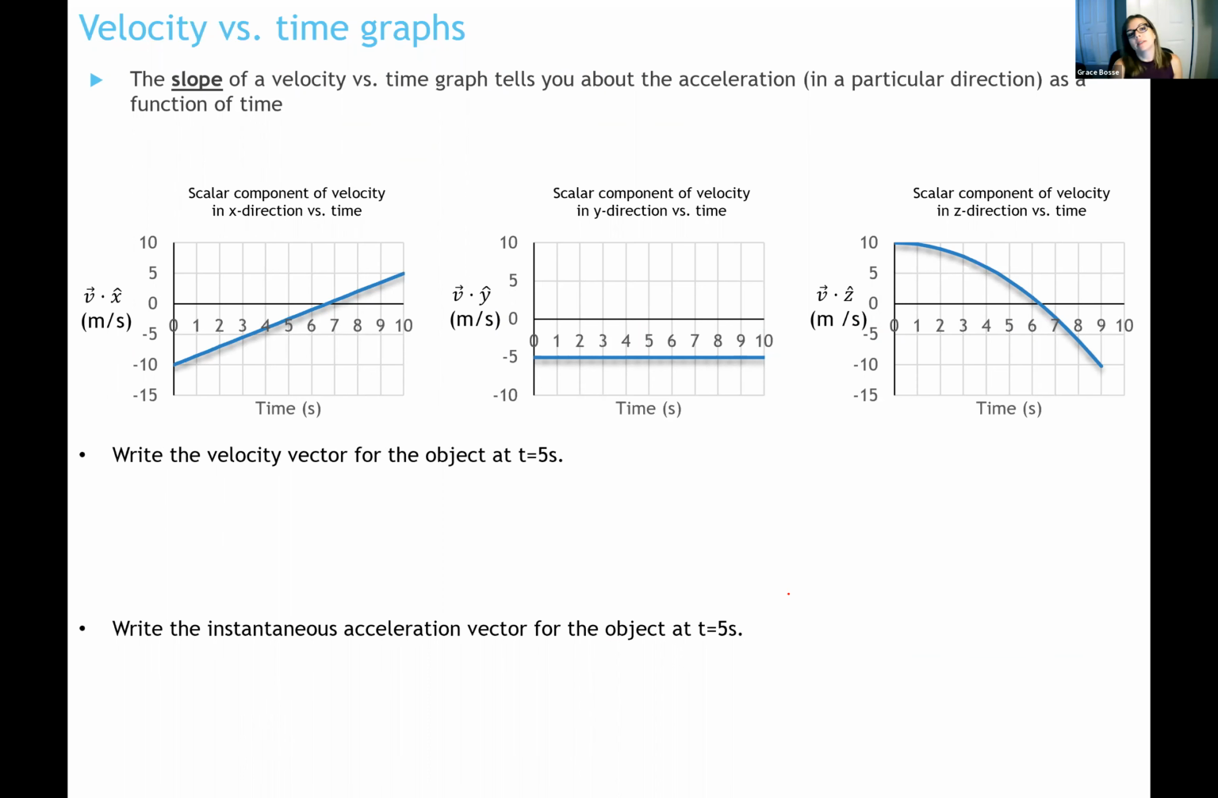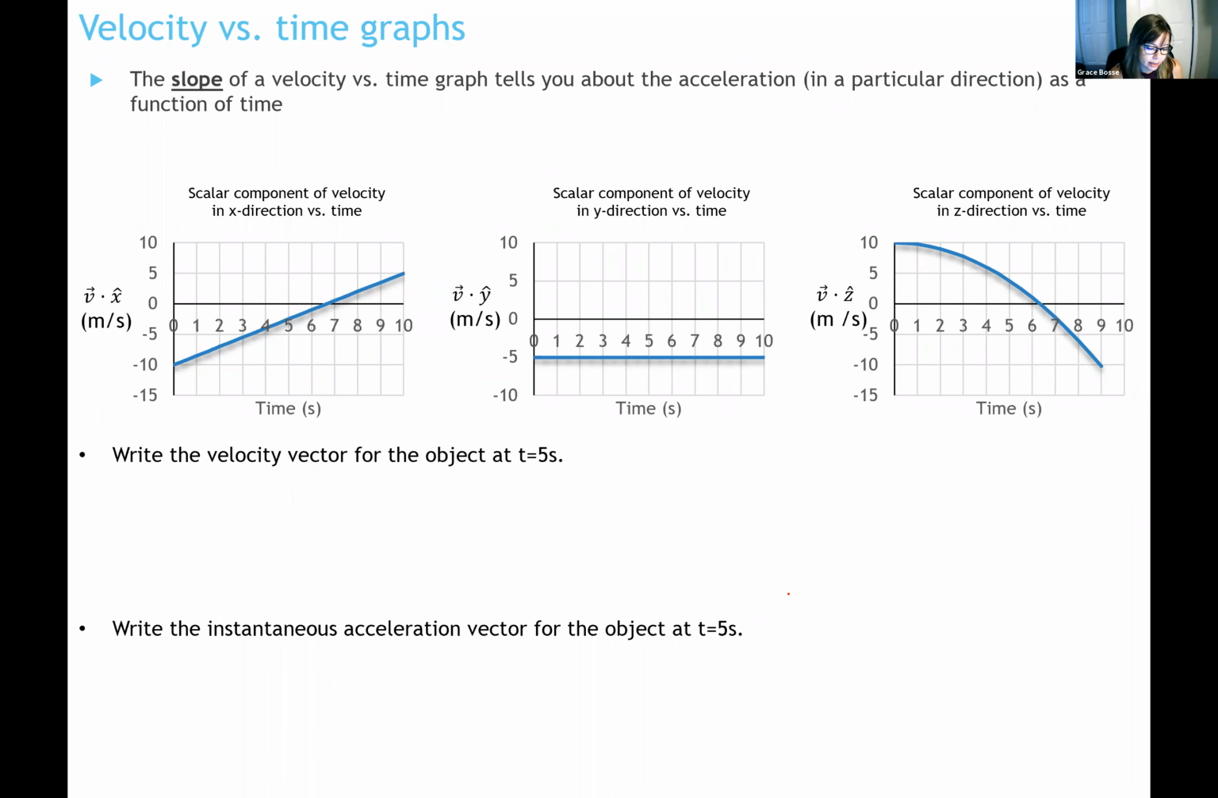The next thing I wanted to talk about is how to extract information about the acceleration from a velocity versus time graph. So in this case, time is graphed on my x-axis, velocity is graphed on my y-axis. And remember, I only can graph one component of the velocity vector at a time. And so I'm choosing to graph the scalar component of the velocity in x or y or z. And so in this example, I have all three graphs showing the velocity of this object in the x direction, y direction, and z direction as a function of time.